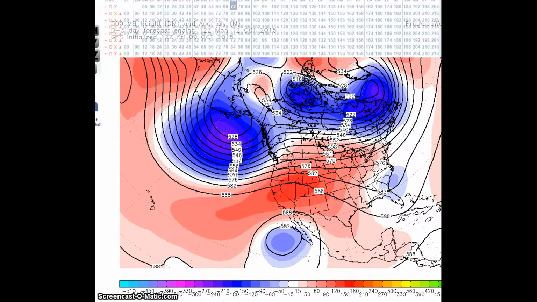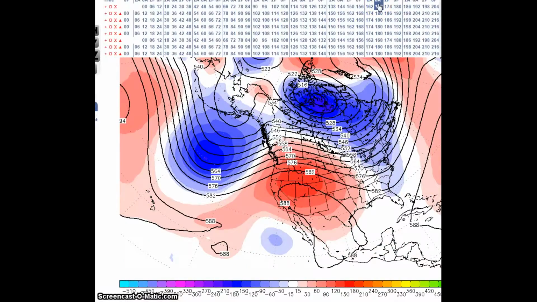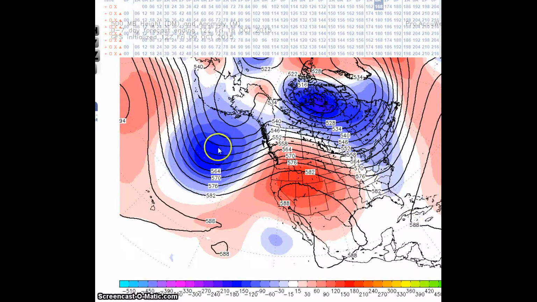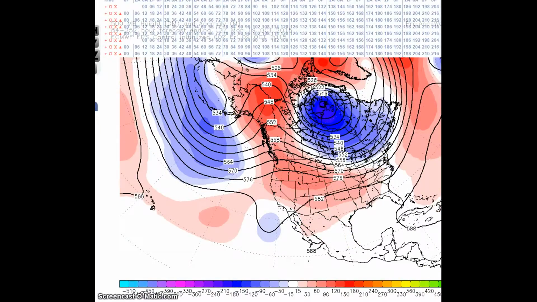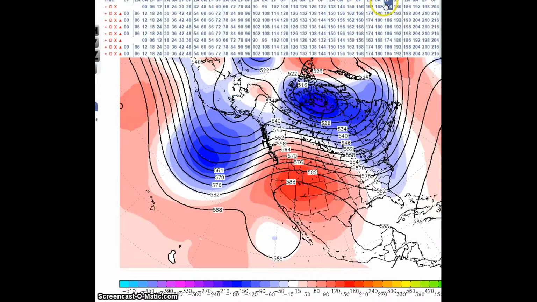We're going to go now to the 16th, and you see the trough deepens some. The trough becomes more pronounced, but the negative height anomalies start to weaken here. Models and ensembles are in good agreement with this. We're going to go through the models.